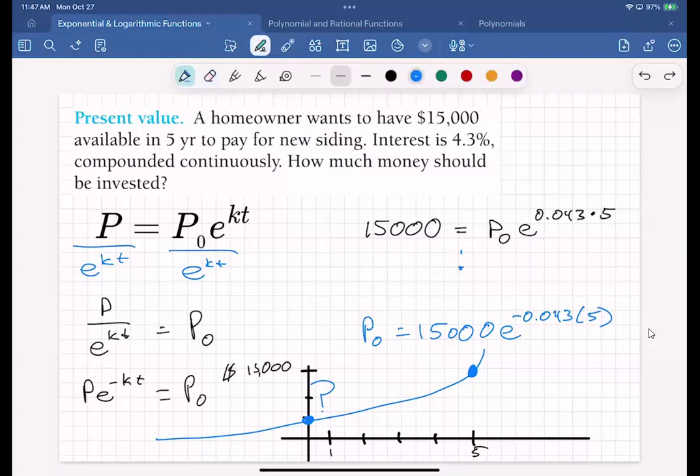When I do that, what we find here is this value we're trying to find. I want to make sure that I initially set aside about $12,000, probably closer to $12,100, right?